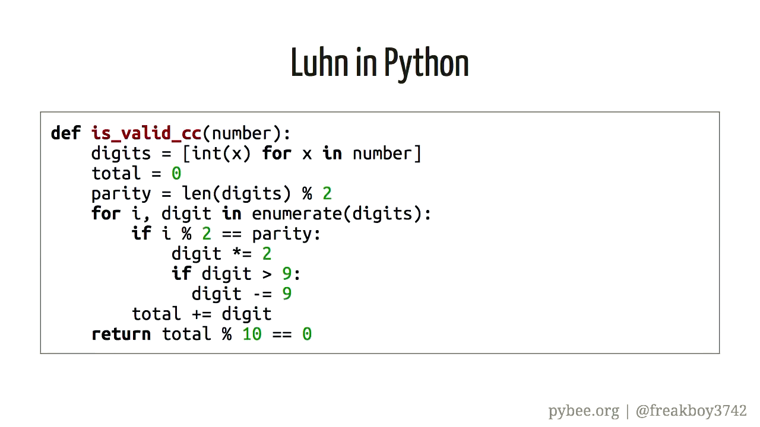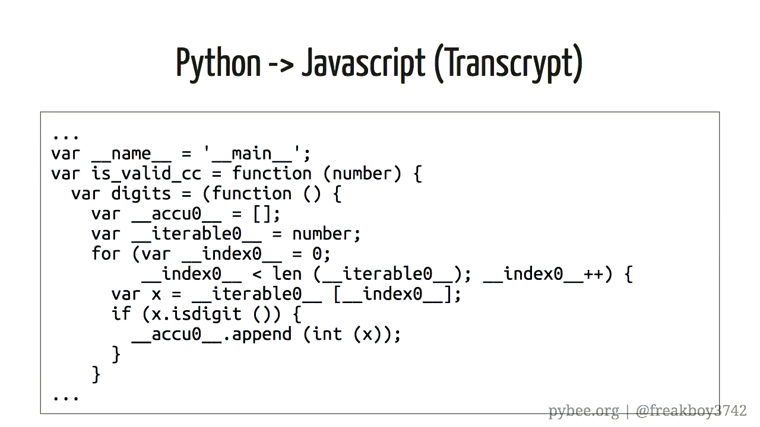Because it's Python, we can use list comprehensions and enumerate and actual integer arithmetic. We can compile our Python source file. And again, we get JavaScript. Now, this is just a small segment of the code that is generated. And right away, you can see this is definitely not JavaScript you would write by hand.